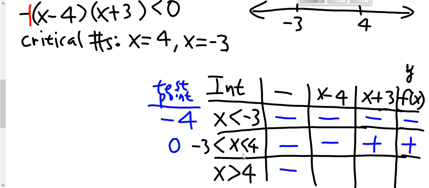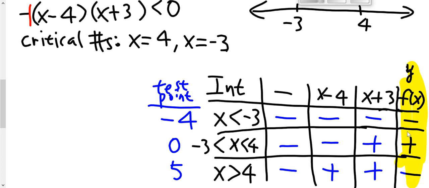So here, for this region, pick a number greater than 4. I'm going to pick 5. You can pick anything other than 5, as long as it is greater than 4. 4.1 is fine, a million is fine. Anyway, 5 minus 4 gives you 1, so that gives you positive here. 5 plus 3 gives you 8, so that gives you positive here.